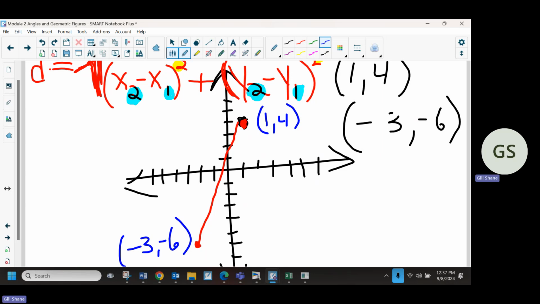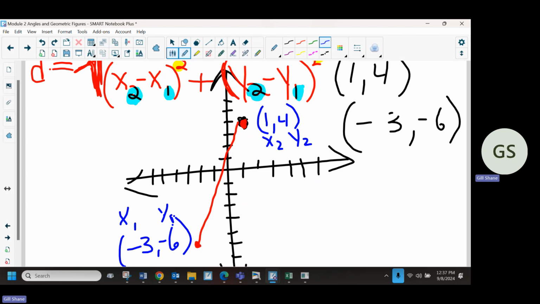I always start with the left point as my first point. So I'm going to consider this one down here my first point, which means it has an x1 and a y1. That's all the ones mean. I consider that to be my first point. So this one over here then would have x2, y2.